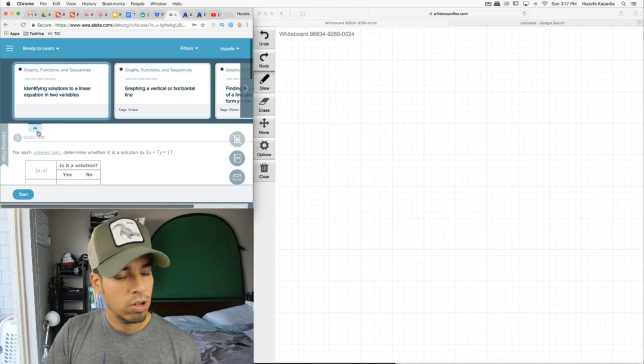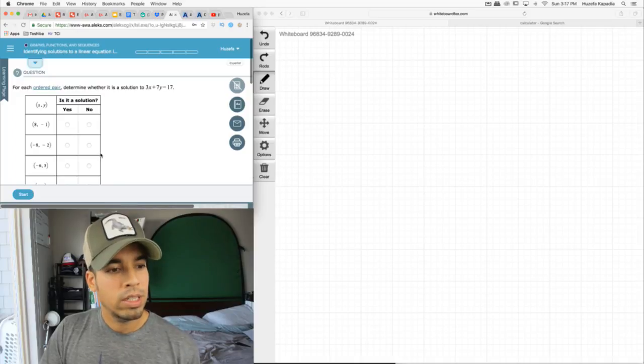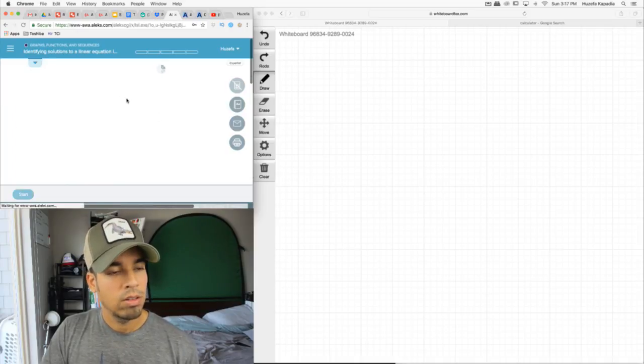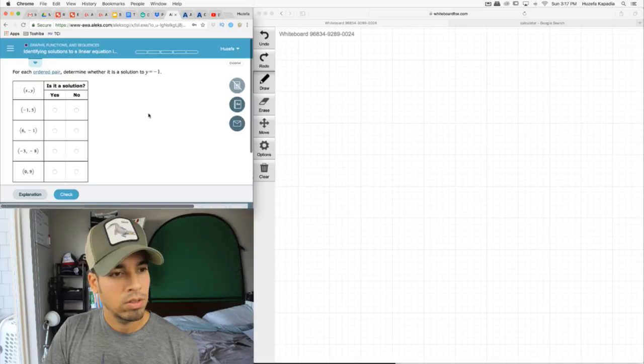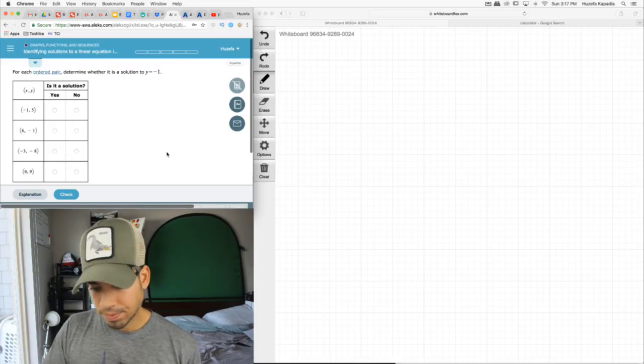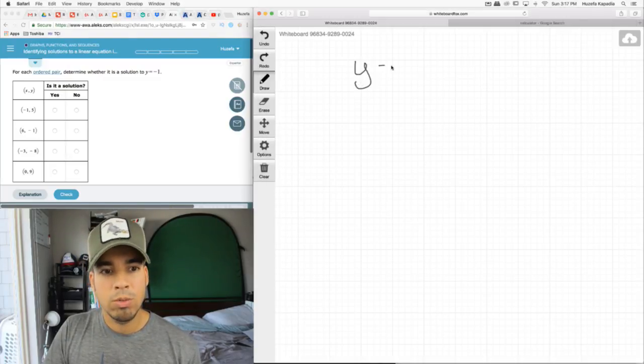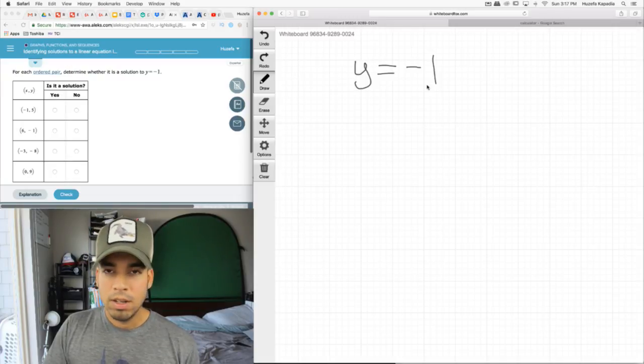Identifying solutions to a linear equation in two variables. For each ordered pair, determine whether it is a solution of this equation. What we're doing in this problem is I've got a function and I'm trying to see if I plug these coordinates into this equation, if it works essentially. The way to do this is, and now this is a unique one because it's a single variable equation, it's just y equals -1. So there's a really easy shortcut in this one.